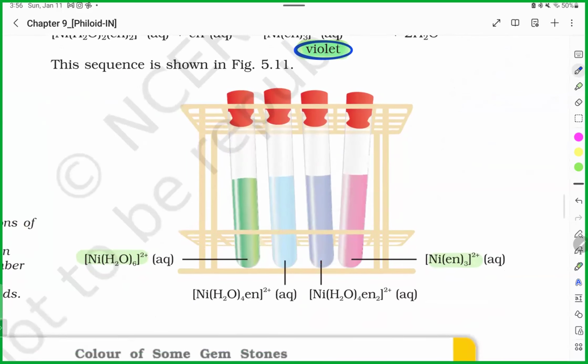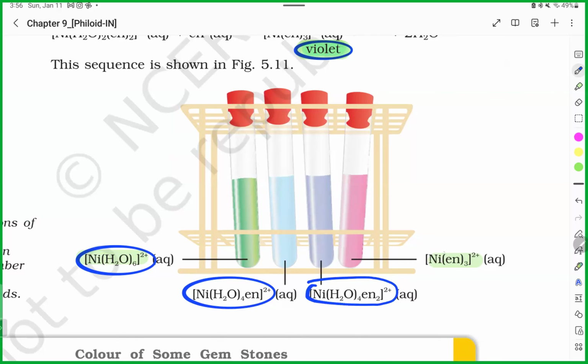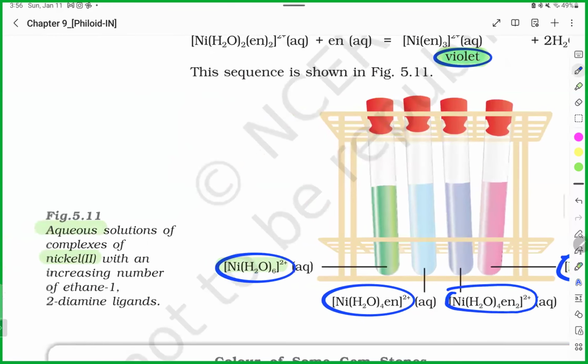Correct? You can see here, this is green color because it is only H2O. When you add one en, it is light blue, then slightly dark blue, and this is pink. Correct? What is happening? The change in the ligand is responsible for the change in color. That is the simplest meaning of this: changing ligand is responsible for changing color.